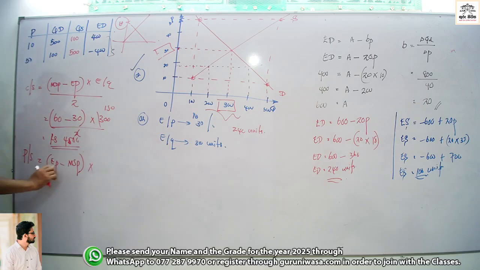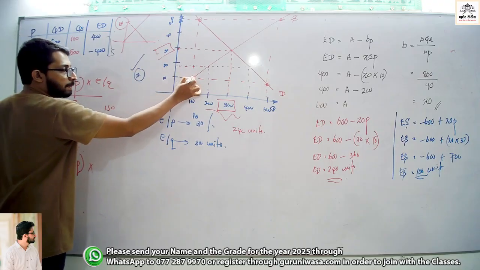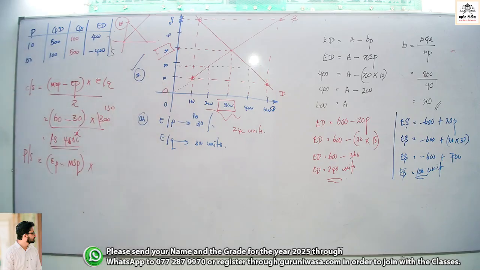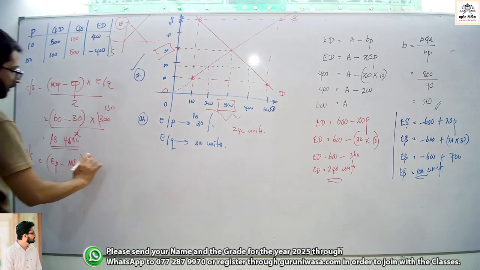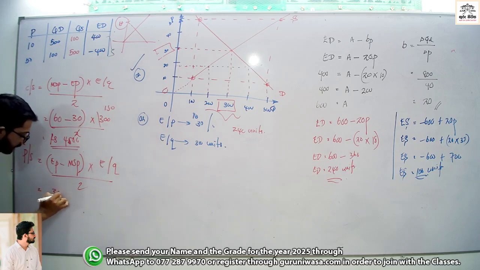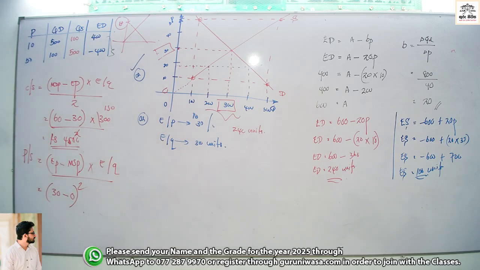Producer surplus is equilibrium price minus minimum supply price. Here the minimum supply price is 0 if you draw the curve properly, into equilibrium quantity divided by 2. The equilibrium price is 30. The graph is okay, then the excess demand part is also okay. It's correct. Economic surplus is wrong.